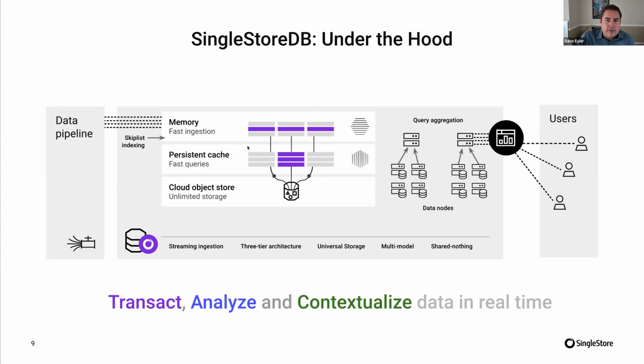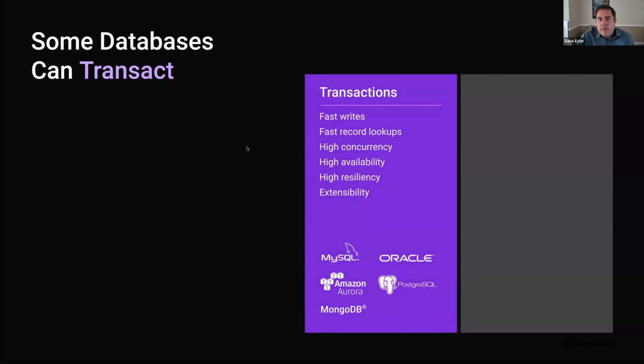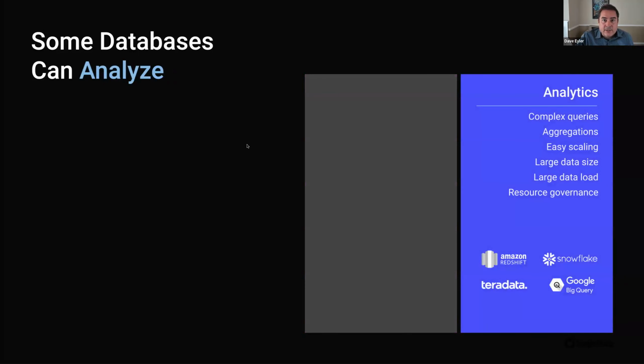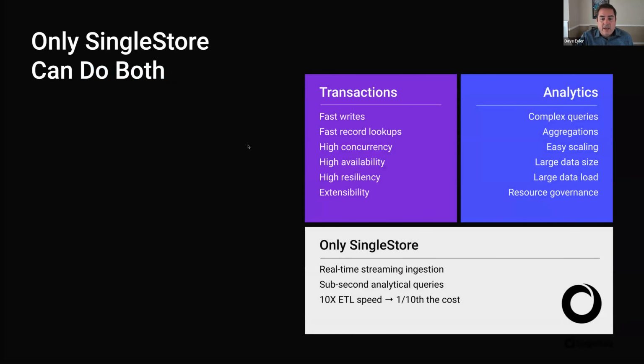All right, let's go deeper on these capabilities. There are some databases that can transact. You've heard of them, MySQL, Oracle, Aurora, all these databases. They can do really fast writes and reads, high concurrency, highly available, all these great capabilities. But you know what they can't do? Analytics. As soon as those databases try to do analytics, the wheels come off. Now you've got these analytics databases like Redshift and Snowflake, Teradata. They can do complex queries, aggregations, easy to scale, but they can't do those transactions I just talked about. SingleStore is the only one that can do both.